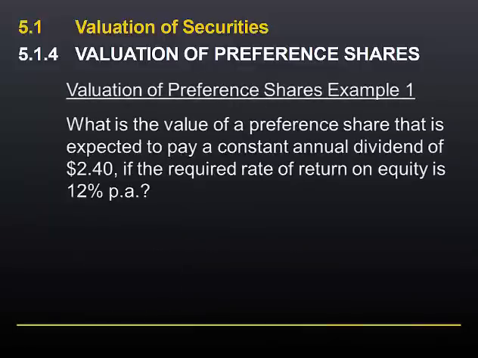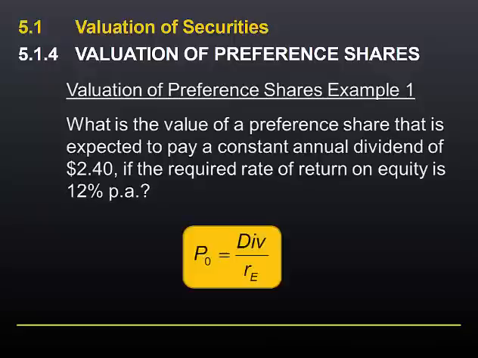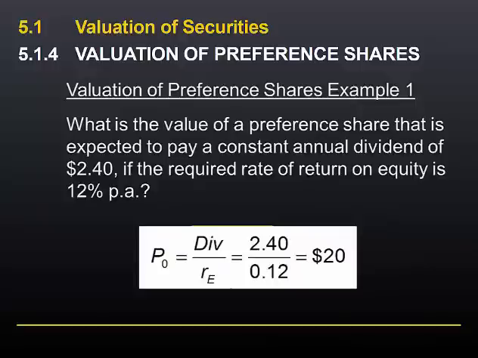What is the value of a preference share that is expected to pay a constant annual dividend of $2.40 if the required rate of return on equity is 12%? Substituting the values into the formula, we get an answer of $20.